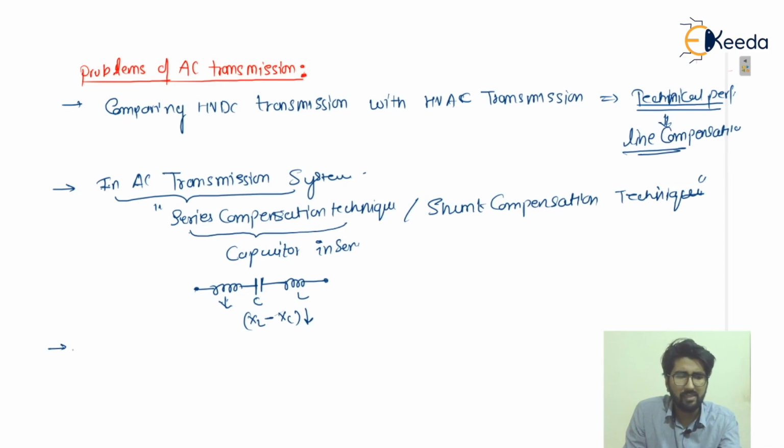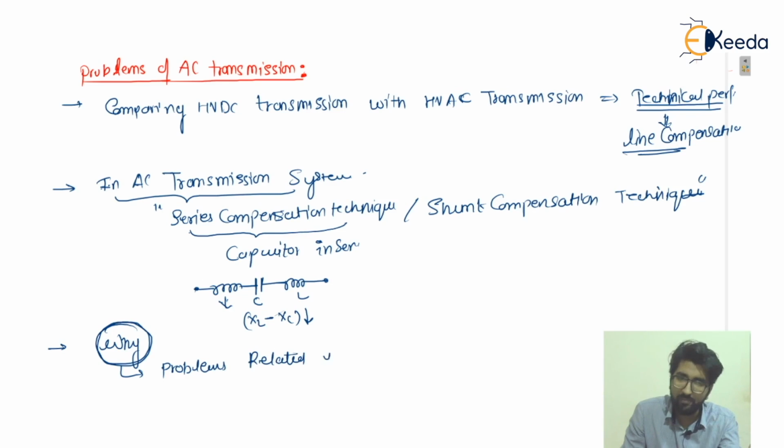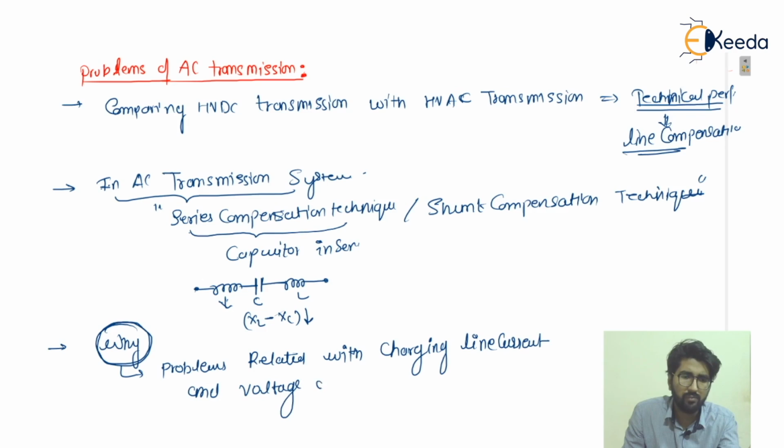Now this is the AC system. So in the AC transmission system, we have used the series compensation technique and the shunt compensation technique for the long distances. But why is this used? Okay, now this is the main point we have to consider, because there are the problems related with the charging line current and the voltage drops.